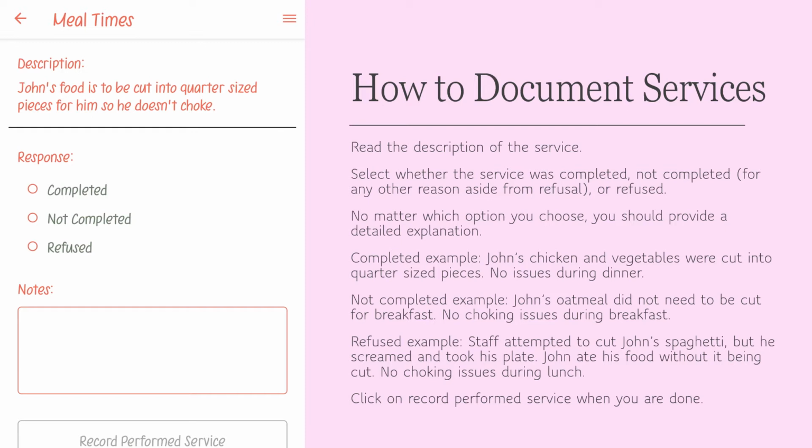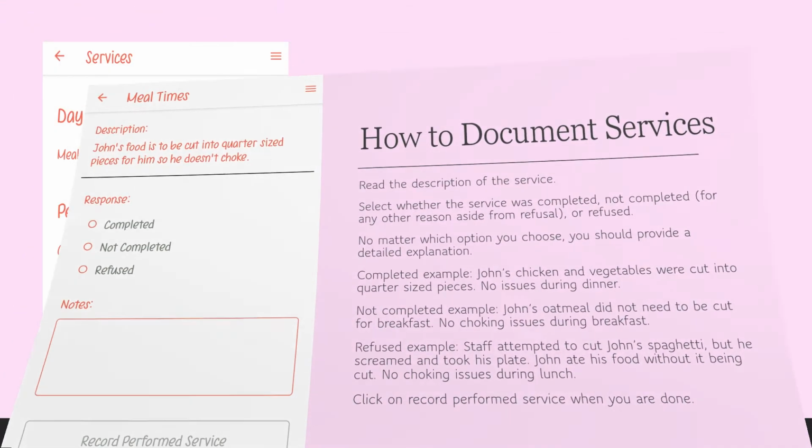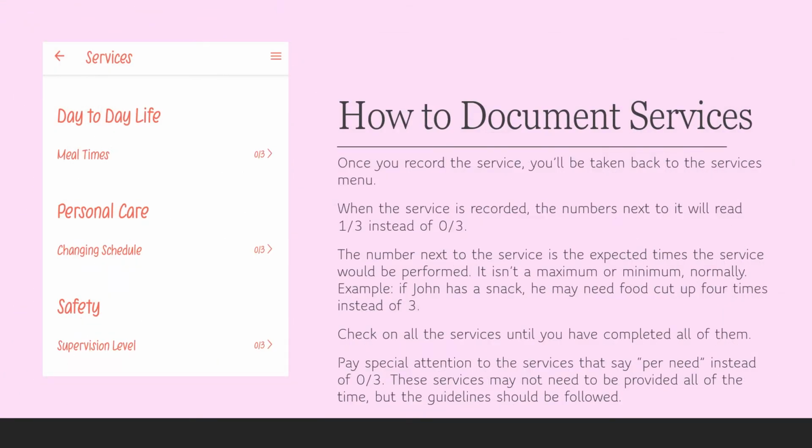And then an example of a refused service. Staff attempted to cut John's spaghetti, but he screamed and took his plate. John ate his food without it being cut, no choking issues during lunch. Click on Record Perform Service when you are done. Once you record the service, you'll be taken back to the services menu.